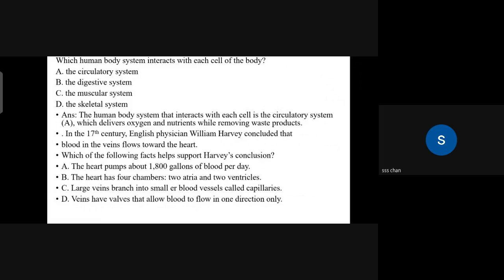Harvey's conclusion was that the blood that flows in the veins goes towards the heart. Your veins, like we explained in the previous class, have valves, which makes them different from your arteries. The arteries have no valves. The main function of the valve is to prevent backflow. It prevents your blood from flowing backwards. So it is one direction only, and that direction is the transportation of blood back to the heart. The rest of the facts do not support Harvey's conclusion.